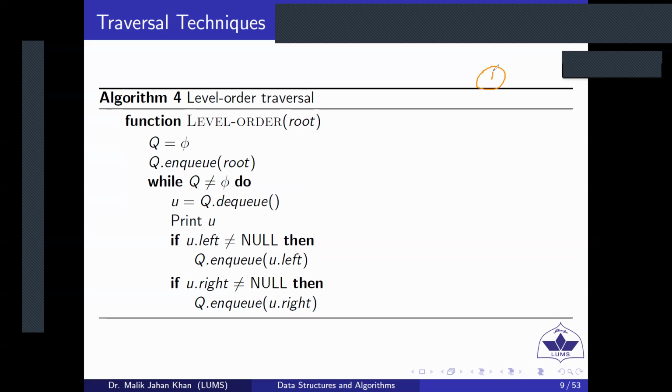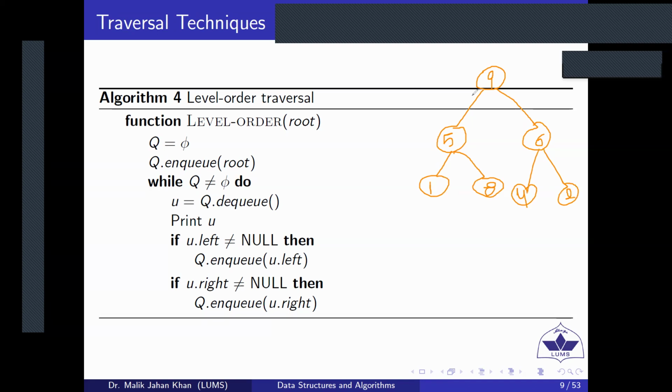Let's say we have a tree which has a root labeled as 9. Then we have a left child which is labeled as 5, and a right child which is labeled as 6. Then we have a left child of 5 labeled as 1, and a right child over here which is labeled as 8. And we have the left child of 6 which is labeled as 4, and the right child of 6 which is labeled as 2.